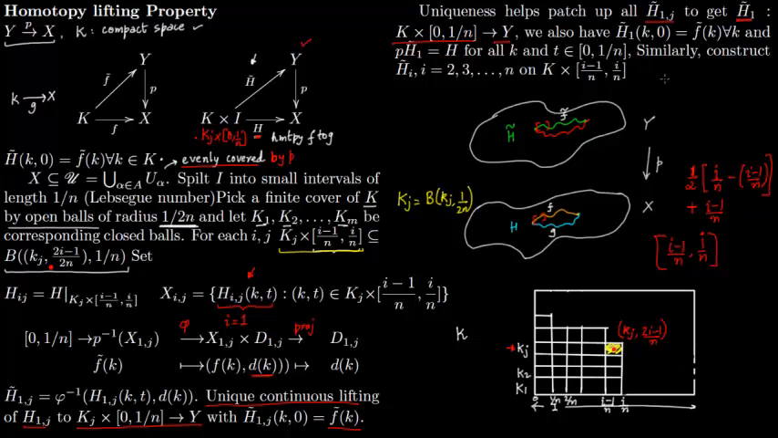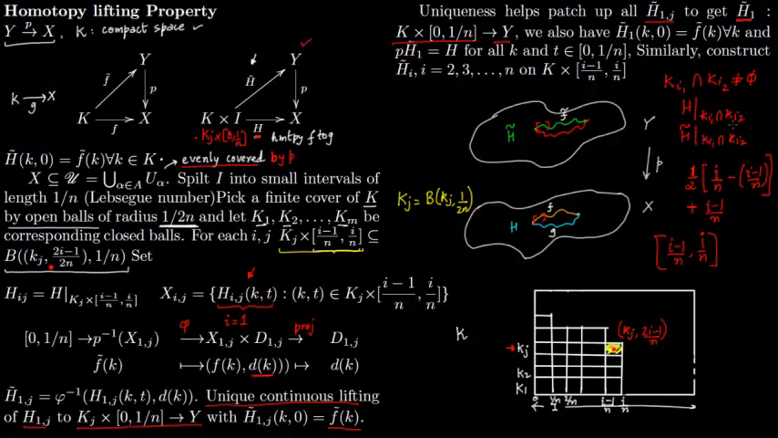So you can patch it up by the uniqueness of lifting. So if, say, you have I1 and I2, so K×I1 intersection K×I2 is not empty. In that case, the homotopy on the intersection would match. So there's going to be a uniqueness. This homotopy, which is on this K×I1 intersection K×I2, will get uniquely lifted to H tilde restricted to K×I1 intersection K×I2.